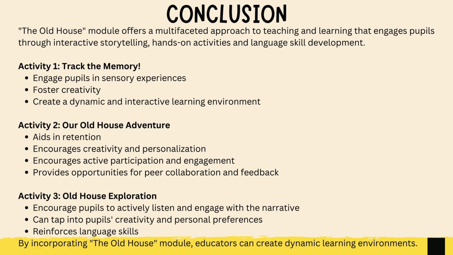For Activity 3, the activity of reading The Old House aloud to the class can encourage pupils to actively listen and engage with the narrative. Using visual aids such as the picture or the illustration can help in the understanding and enhance the comprehension of pupils, as reading the story will allow the pupils to make connections between the text and the images.